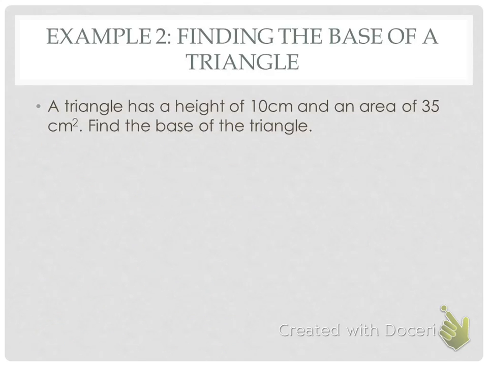Okay, now in example 2, just like with the parallelogram, when we first found the area and then we tried to find sometimes the base and sometimes the height, same thing here, okay? So I'm using the formula to find the area of a triangle. A equals 1/2 base times height. But now they give me different information. Now it tells me that it has a height of 10 centimeters and an area of 35 centimeters squared. And it tells me to find the base.